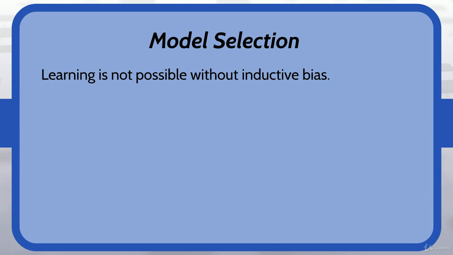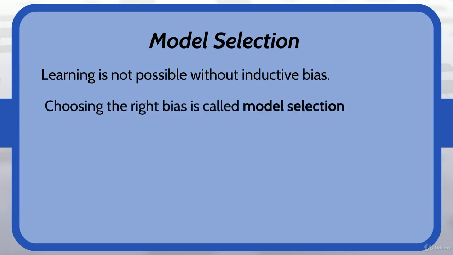So learning is not possible without inductive bias, but choosing the right bias, choosing the right amount of inductive bias, is going to be what we call model selection. Because the question really is, how do we choose the right bias? And what is that going to give us? This is model selection, which in other words is just choosing between the possible hypothesis classes.